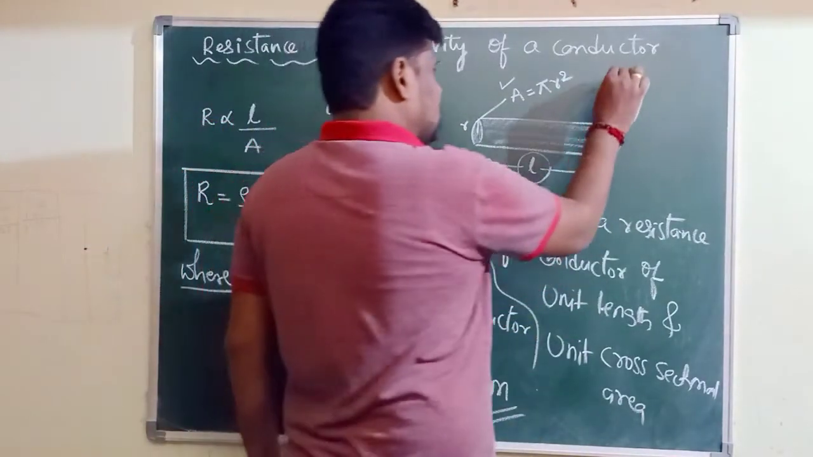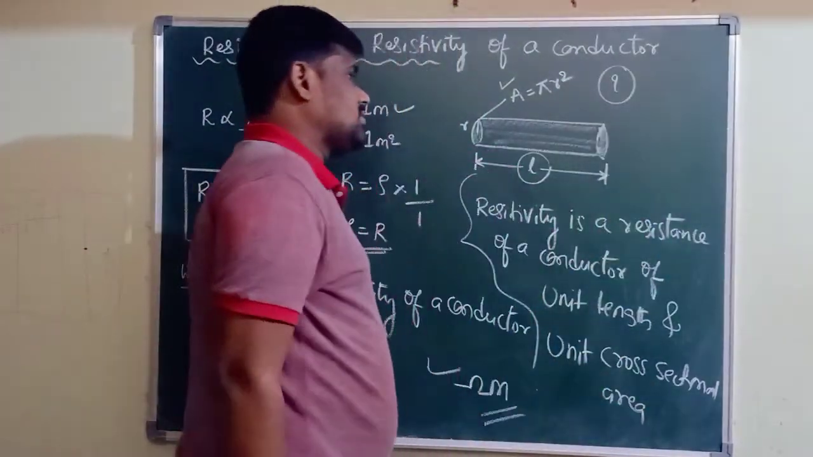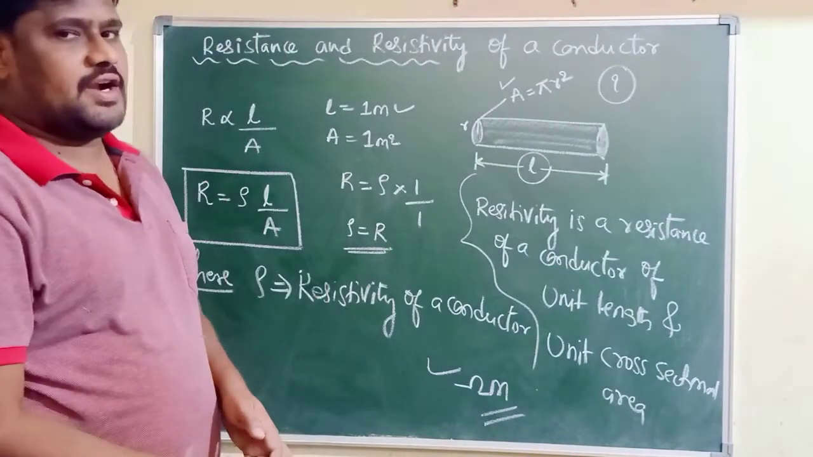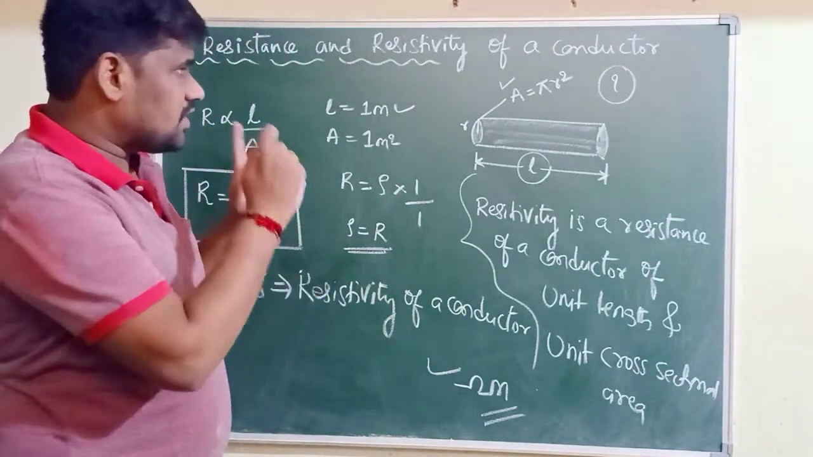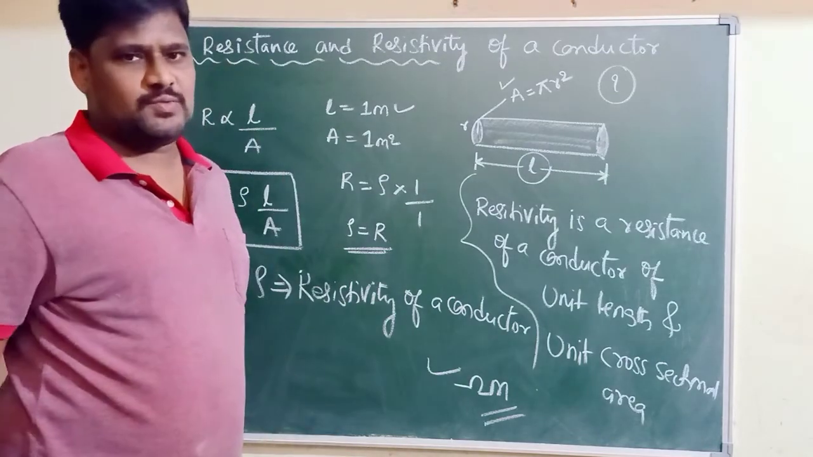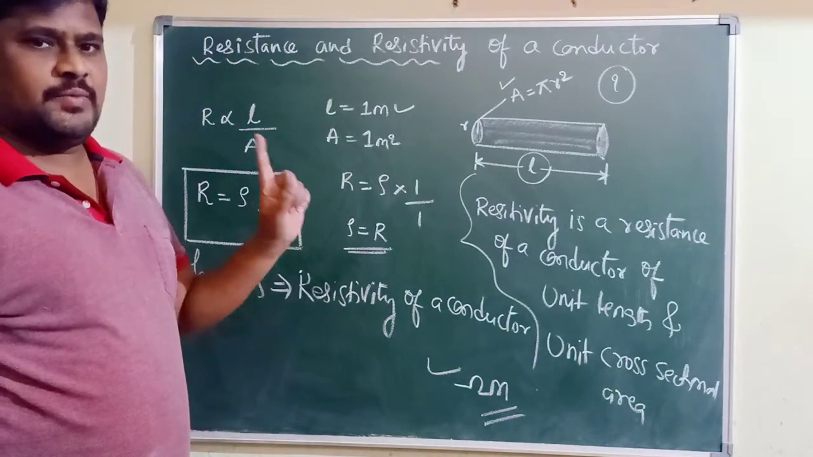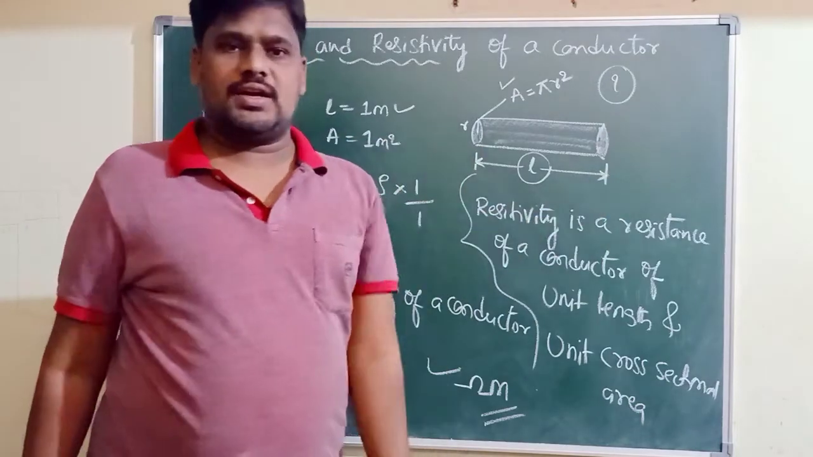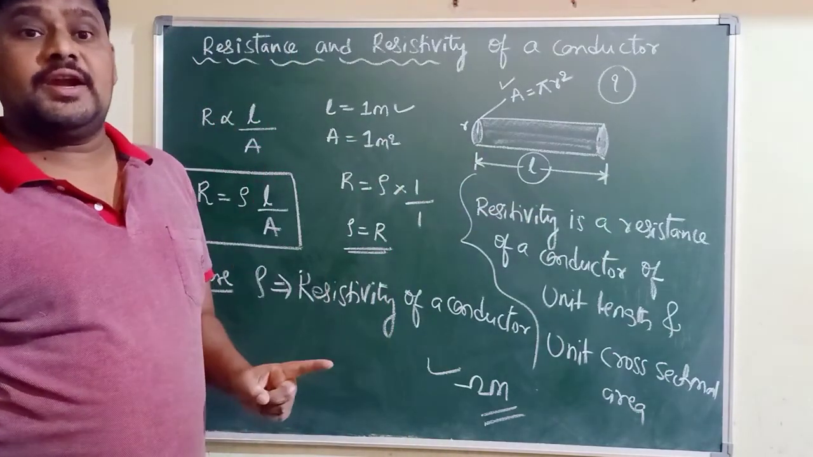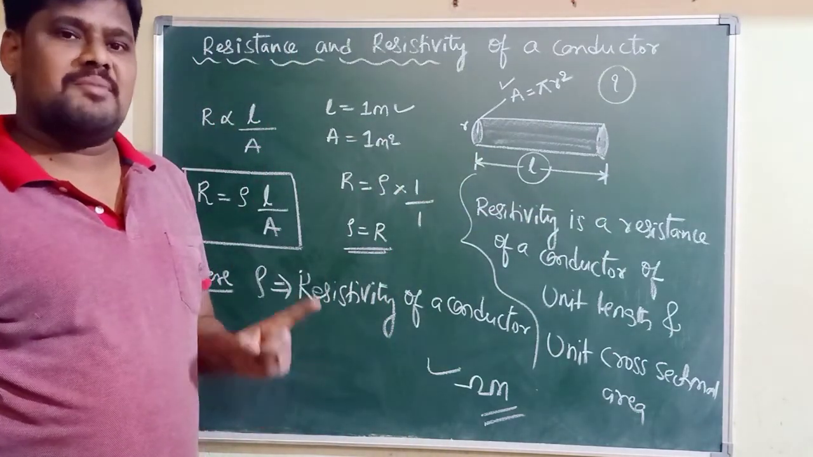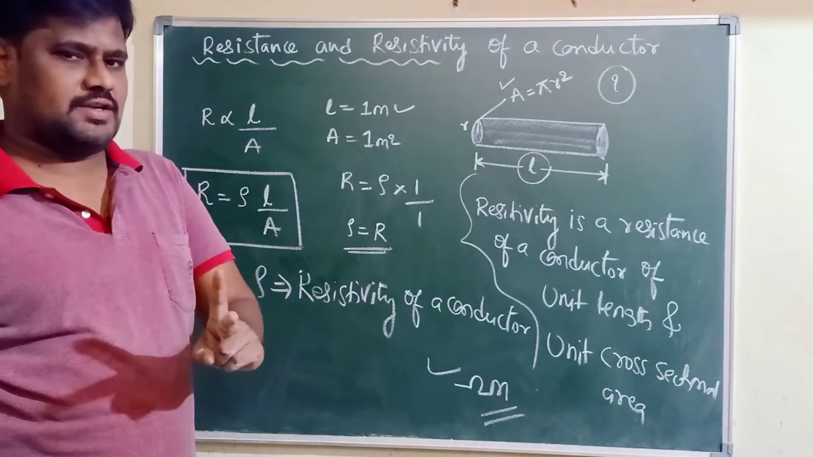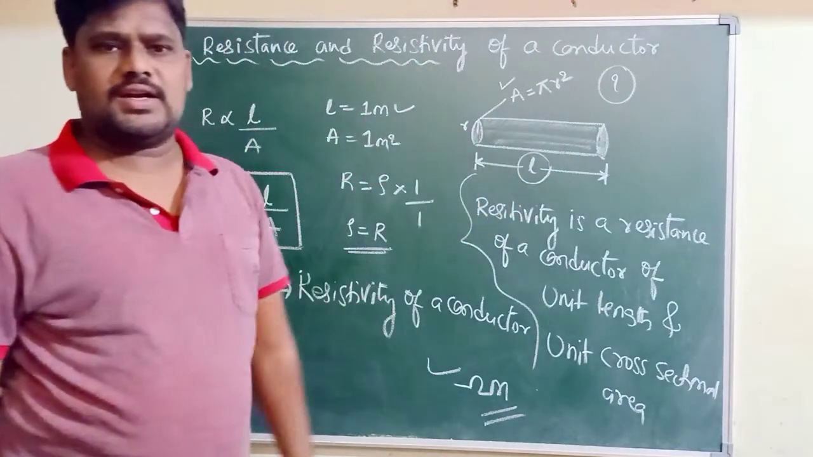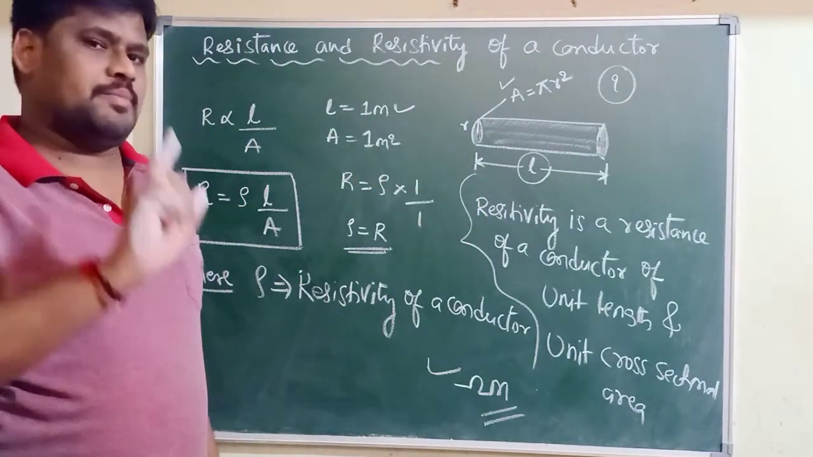Shall I ask you the question? Mention the factors on which resistivity of a conductor depends. What should be your answer? Resistivity depends on the material of a conductor. Resistivity depends on the temperature of a conductor. Resistivity depends on only two factors. One is the material of a conductor. Second, it depends on temperature.